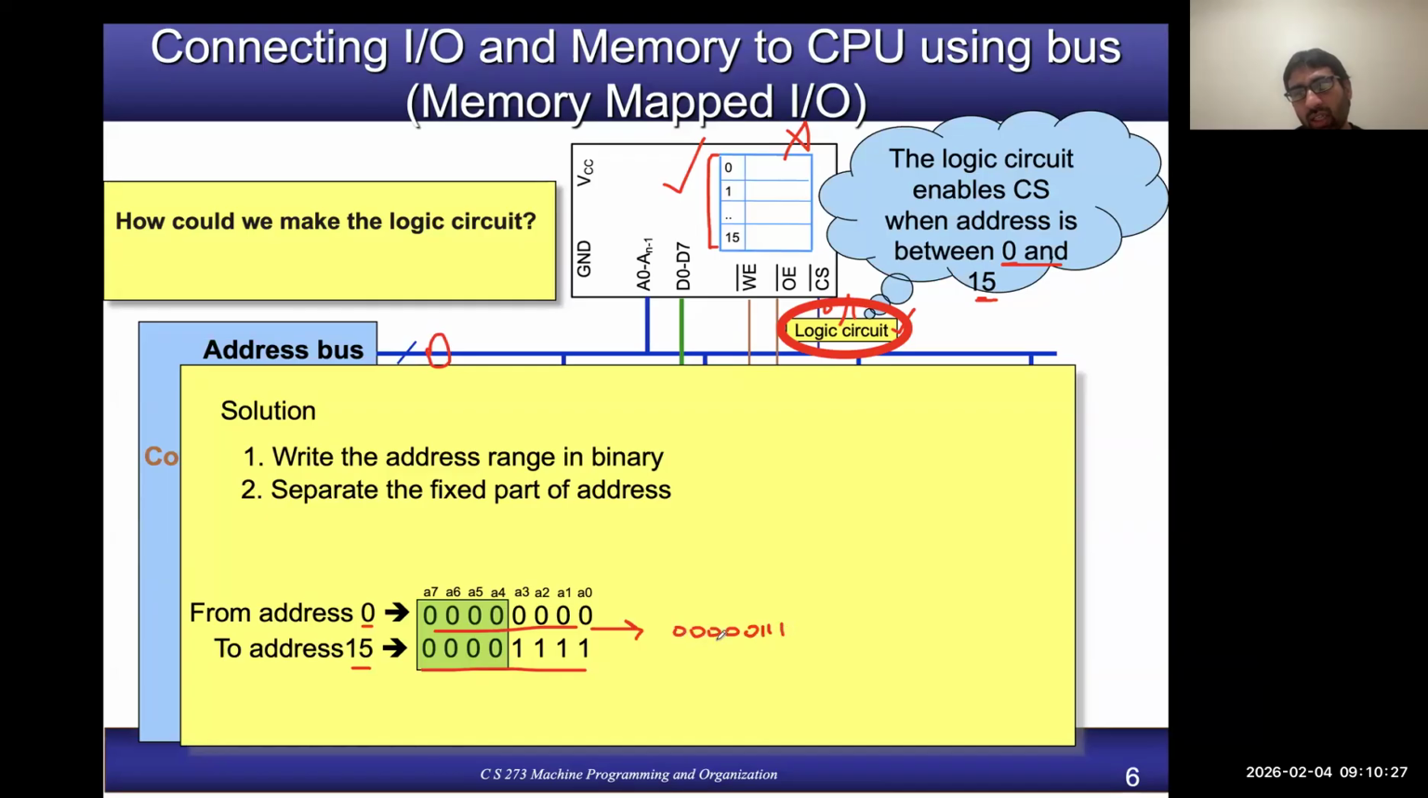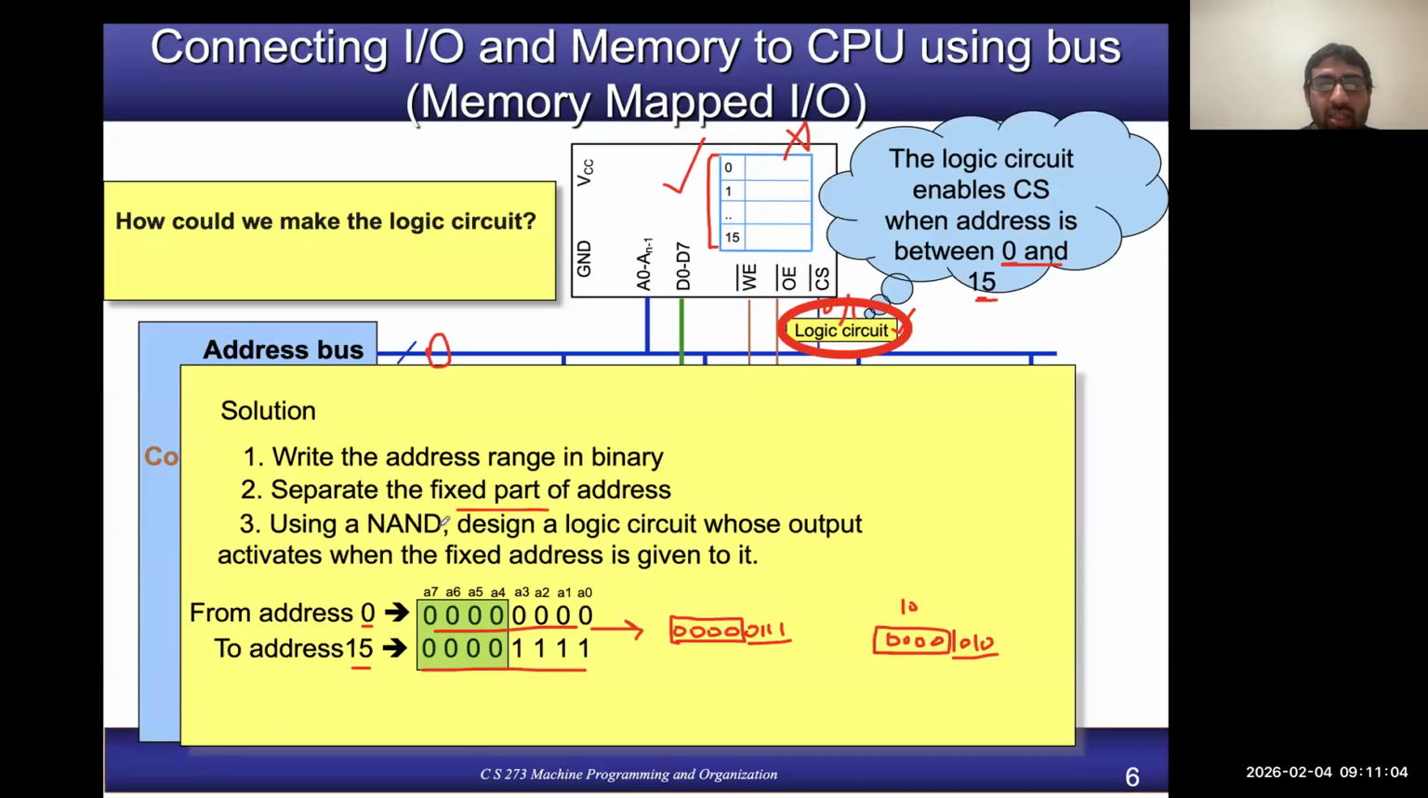So you see again that these bits stay the same as in the minimum and the maximum, but these bits are changing. For example, if I consider not 7 but 10, what is the binary for 10? 0, 0, 0, 0, 1, 0, 1, 0. Again, you see that these 4 bits are the same, they are fixed, but the lower 4 bits are changing. So in the second step, we separate the fixed part of the address.